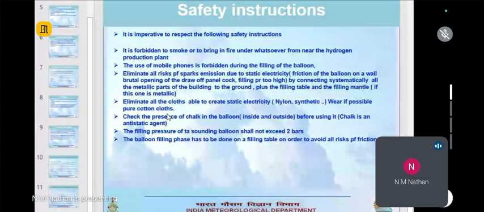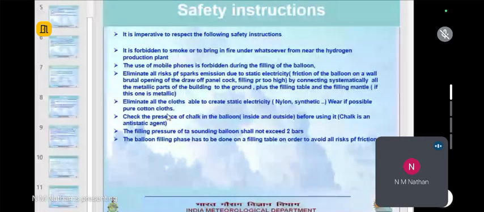So first one, smoking. Second one, taking the cell phone to that particular area. And third one, ensure all the light fittings and earthing. Then a neat and clean area, and unnecessary other articles should not be kept inside that area. And that area should be dust free. If you ensure all these things, then it is well and good, and you can ensure the safety also.